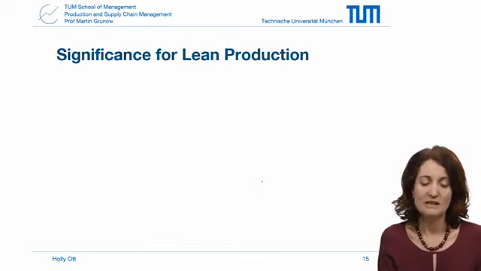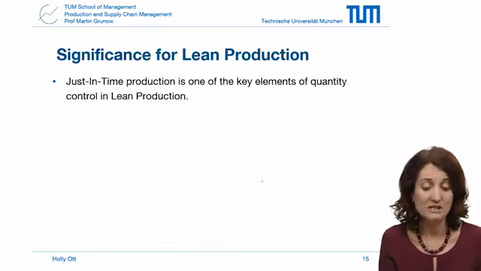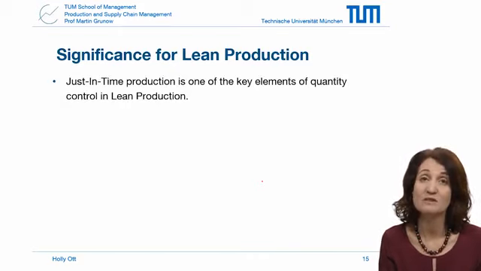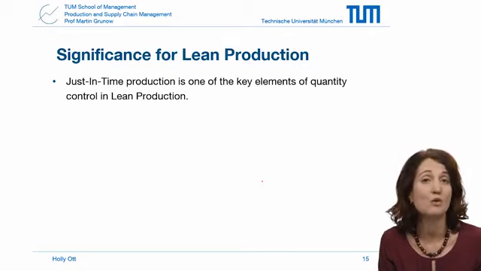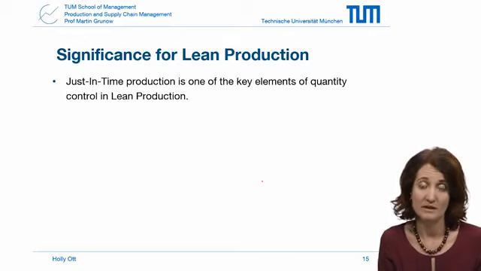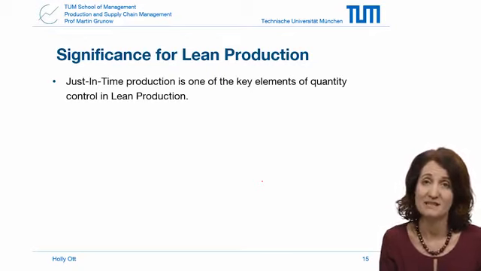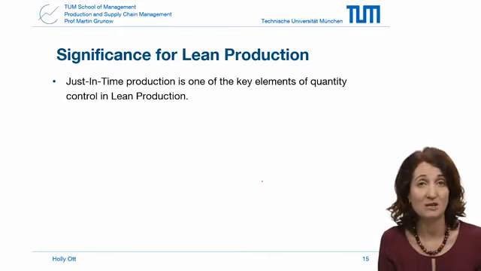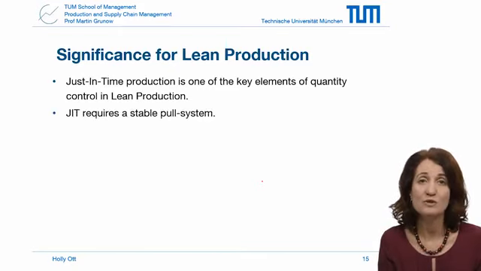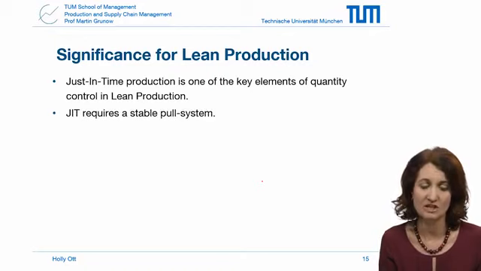So if we look at this in terms of significance for lean production, we've already said that just-in-time production is one of the key elements of quality control in lean production, producing only what is needed, when it is needed, and in the quantity needed. However, as the 3 M's emphasize, JIT is not easy in a complex system, and a stable pull system is required to target JIT.